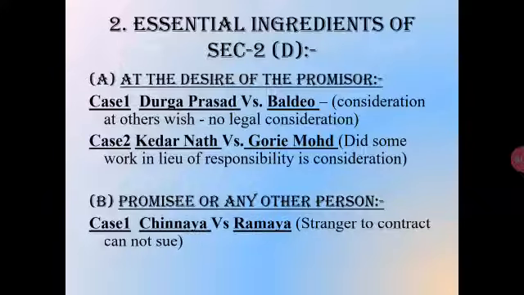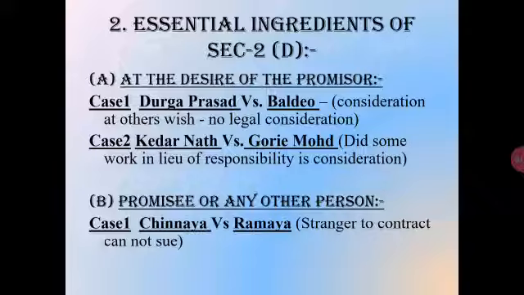Now, what are the essential ingredients of Section 2(d)? A point is at the desire of the promisor. That is discussed through these cases. Durga Prasad versus Baldev. In this case, it was held that consideration at others' wish will not be legal consideration. Next case is Kedarnath versus Gauri Muhammad. In this case, it was held that doing some work in lieu of responsibility is also known as consideration.